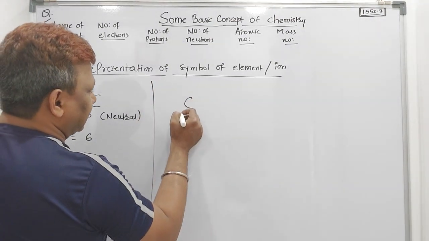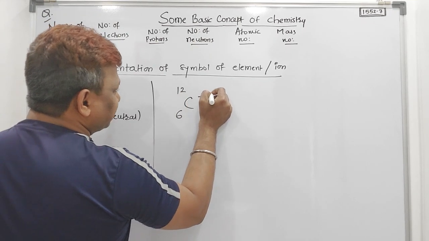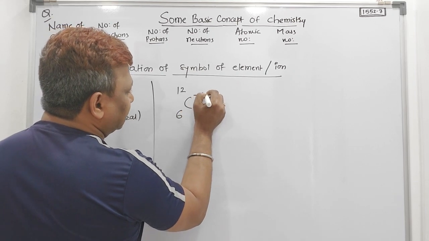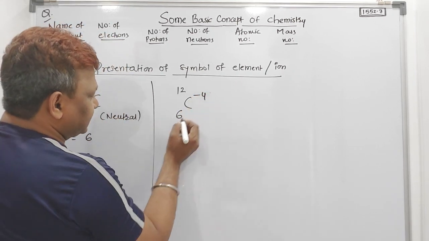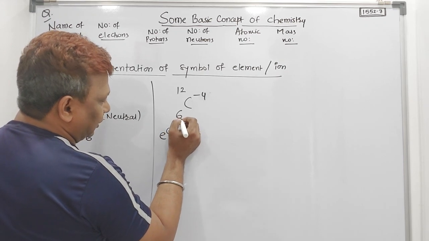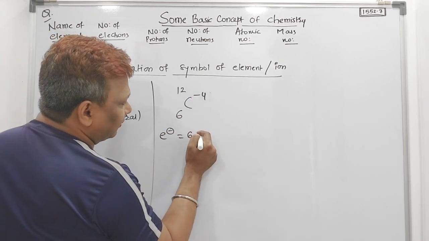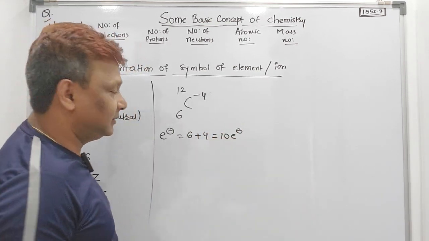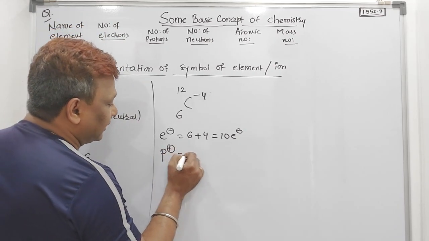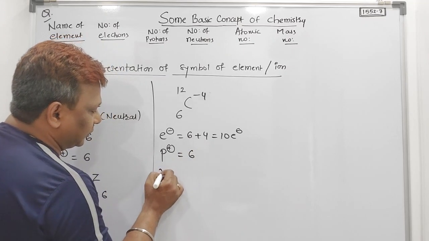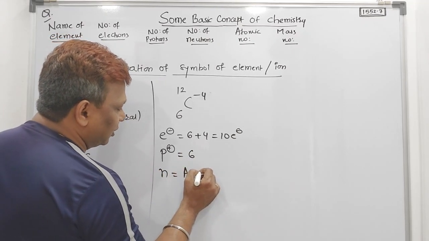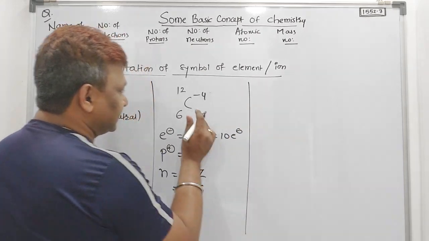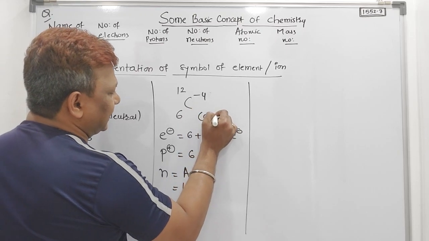Let us take an example where it gains 4 electrons. Suppose the carbon atom gains 4 electrons, then obviously it gets a 4 negative charge. The atomic number is 6, and minus 4 becomes plus 4. That means the number of electrons in this case is 10. Come to the protons present: the protons are equal to Z, and the neutrons are equal to A minus Z, 12 minus 6, which is 6. Because this is an atom bearing a negative charge, it is an anion.